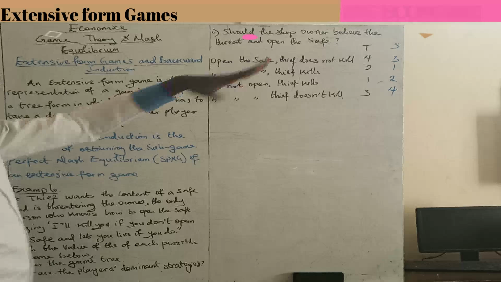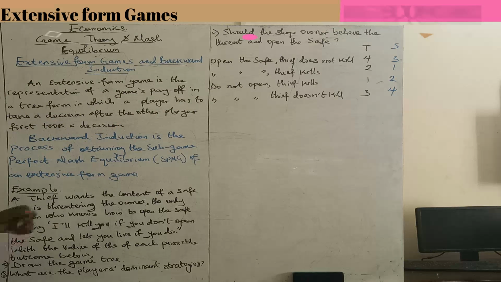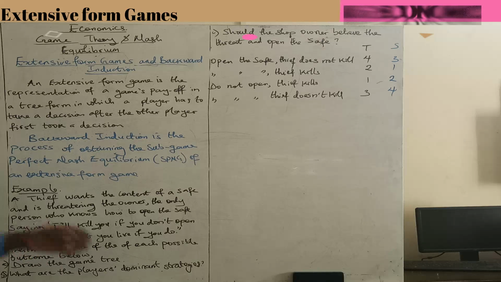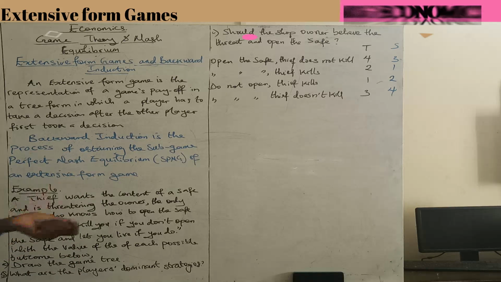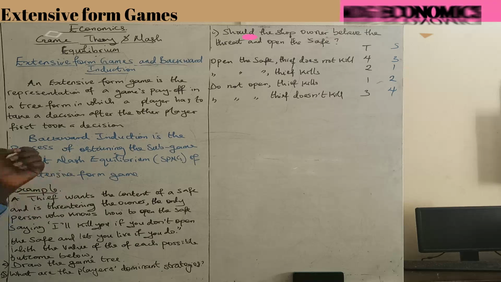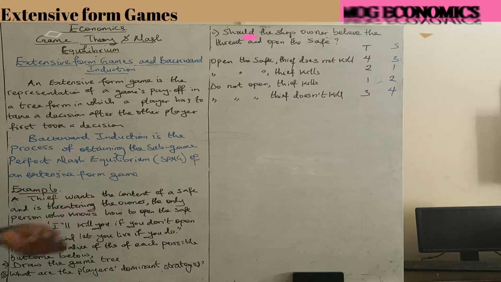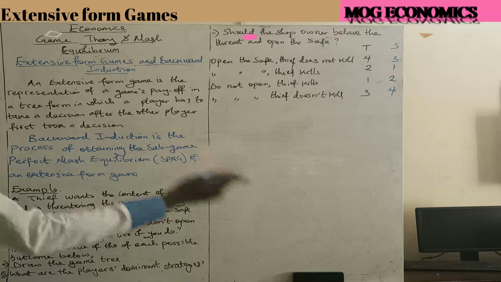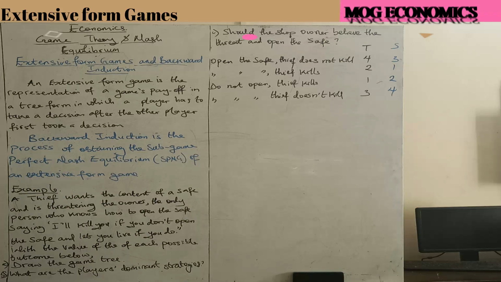So T stands for thief, and S is for the safe owner. If the owner opens the safe and the thief does not kill, the thief values that as 4, owner values it at 3. Owner opens the safe and thief kills, the thief values that at 2, safe owner at 1. Owner does not open the safe and thief kills. So you can see the payoff there. And the last one, owner does not open the safe and thief doesn't kill.